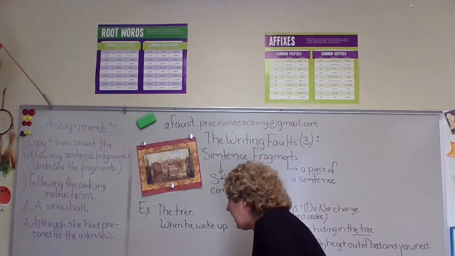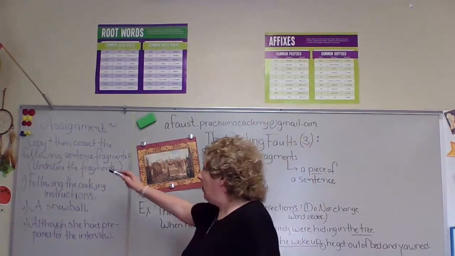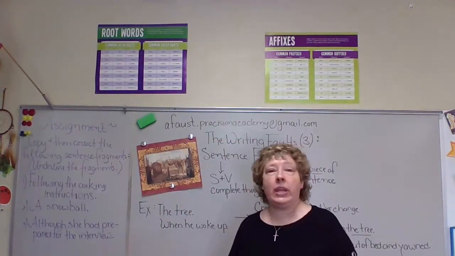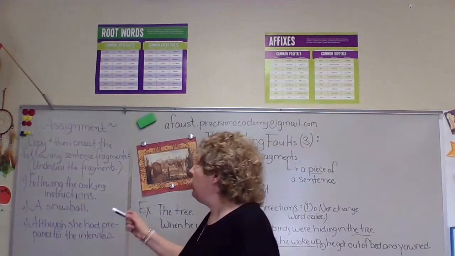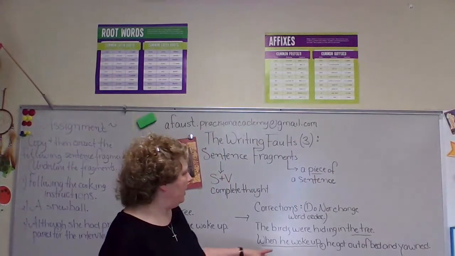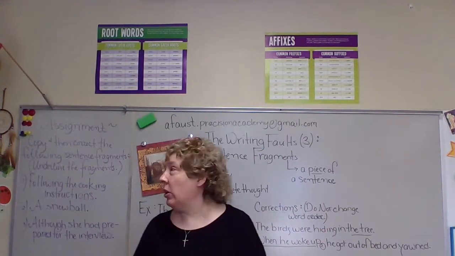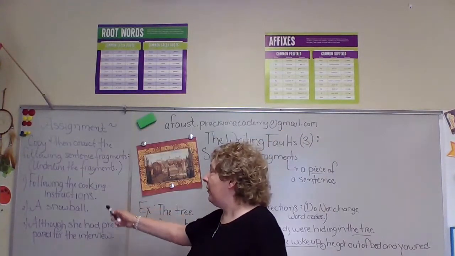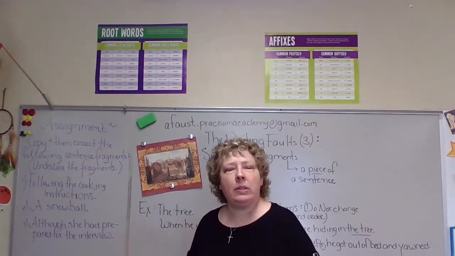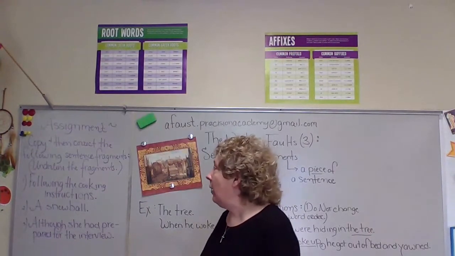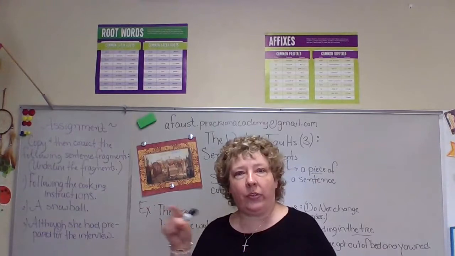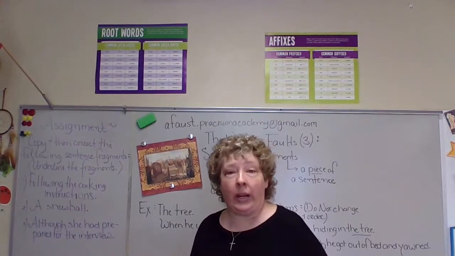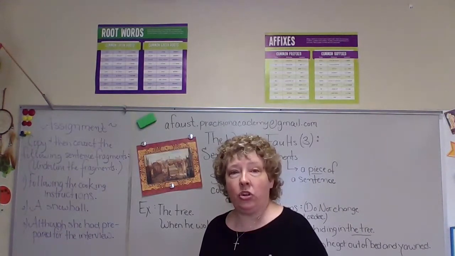Let's look at the assignment. Please make sure you copy this down. Okay? Copy and then correct the following sentence fragments. So they are fragments, all 3. I want you to underline the fragments as I did here. The tree, when he woke up. So I want you to copy them down. And then I want you to use these fragments, in other words, make them sentences. Okay? And once you've got them in sentences, underline those fragments. So please write "following the cooking instructions," and then underneath, write the correction. Does that make sense? Making sure you underlined.